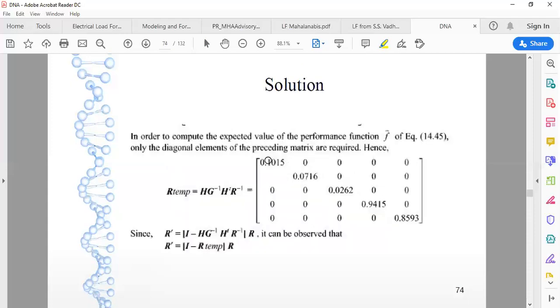So here, R temp is calculated. Why is R temp calculated? See, this is my R temp. And what is R dash? R dash is I minus R temp, multiplied by R. What is R? R is something else. It is only the variance. What is variance? Variance is nothing but the square of my standard deviation. So now one more variable is added, that is R temp. If we subtract R temp from I and multiply by R, that will give you the value of the covariance matrix. So R temp will be calculated, and after calculating R temp, we can find the value of the covariance matrix.